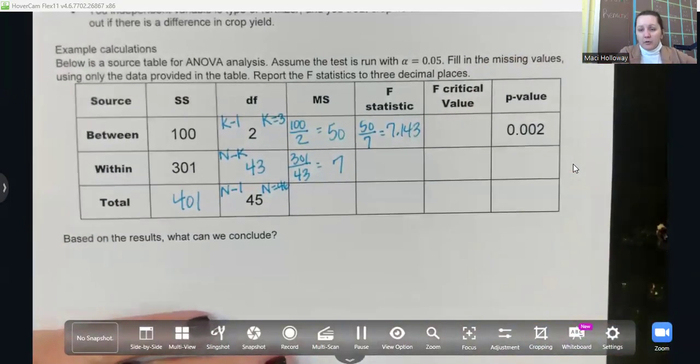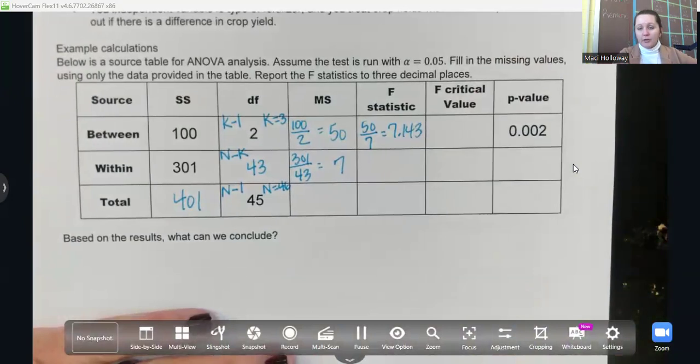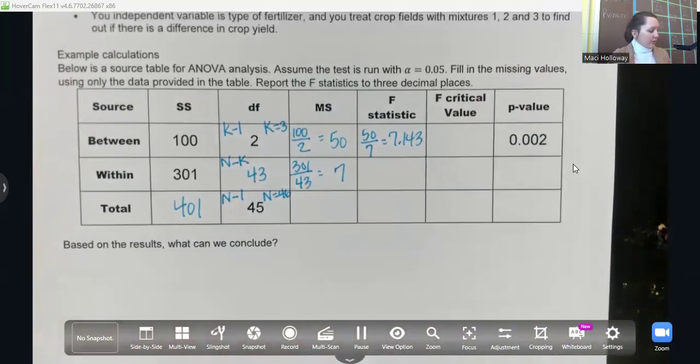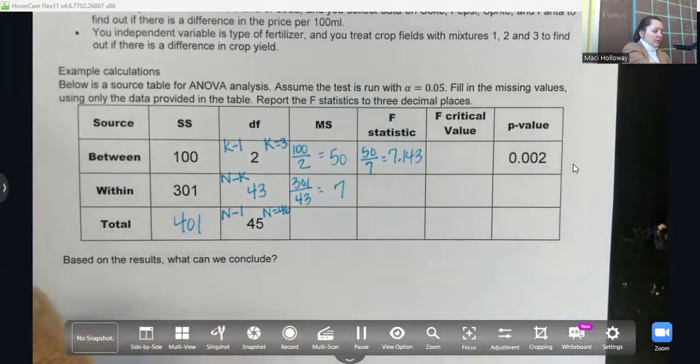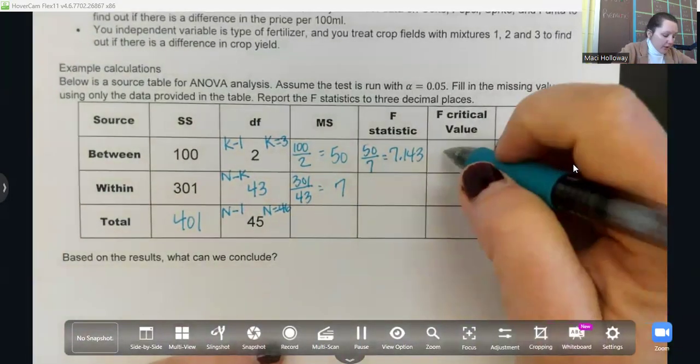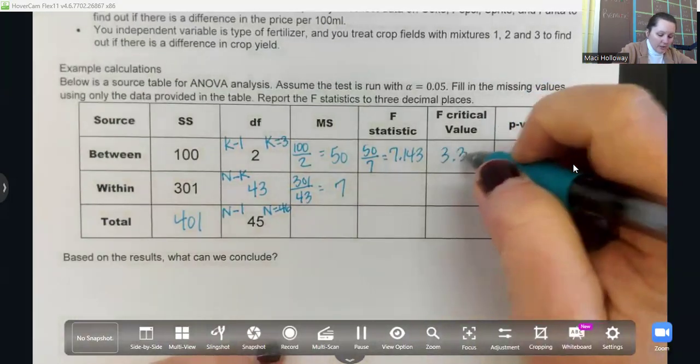So finding our F critical value is going to take a different table, and I'm just going to go ahead and tell you what it is this time, and then I'll introduce you to the table when you get back. Our F critical value is here, 3.32.